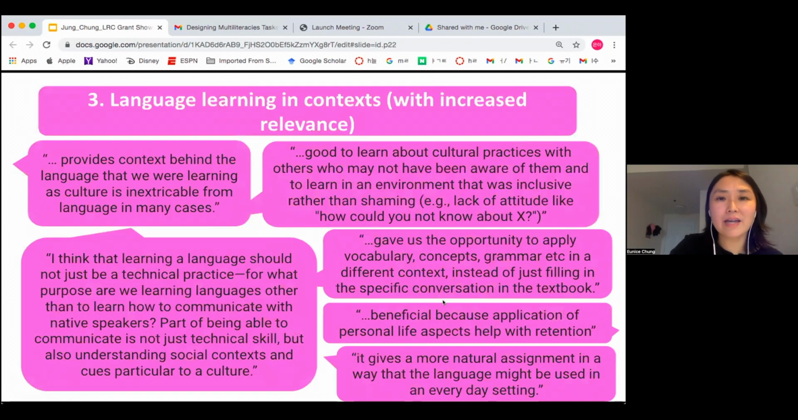And third was language learning in context. So it's with increased relevance. That said, it provides context behind the language that we were learning, as culture is inextricable from language in many cases. And it said that it gave us the opportunity to apply vocabulary concepts, grammar, etc. in a different context instead of just filling in the specific conversation in the textbook.